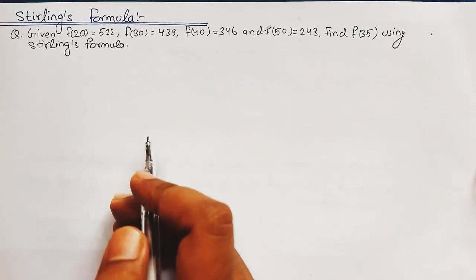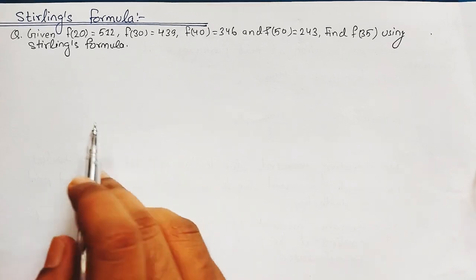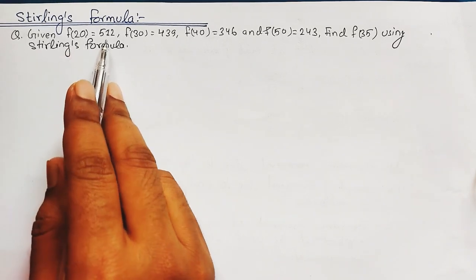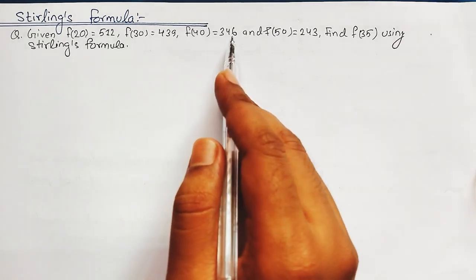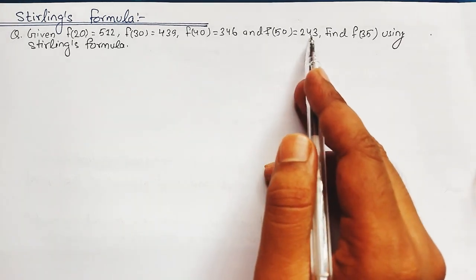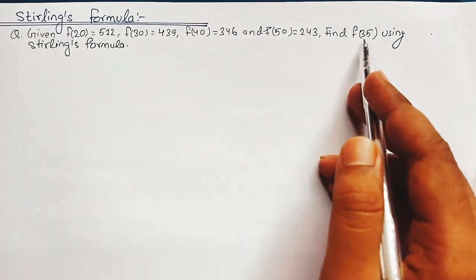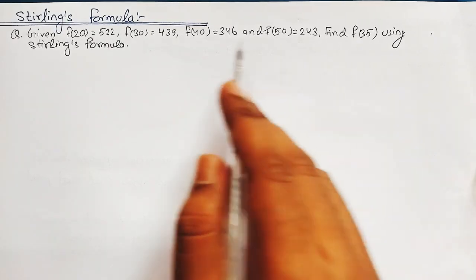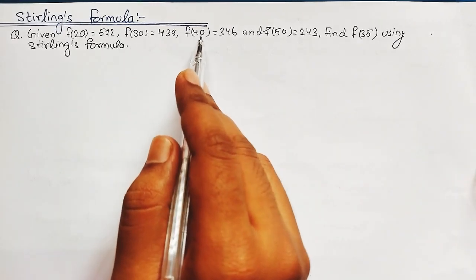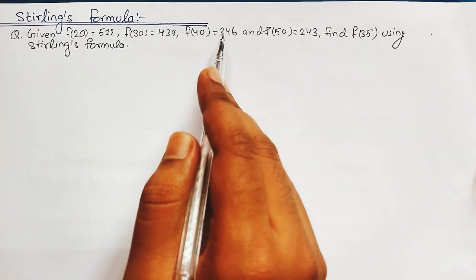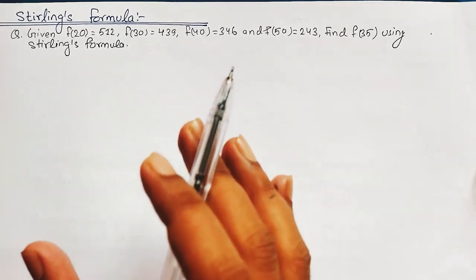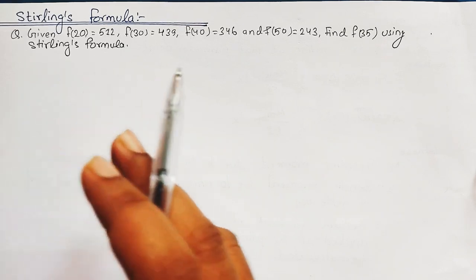So students, let's begin the solution. Here we are provided with f20 equals 512, f30 equals 439, f40 equals 346, f50 equals 243, and we are asked to calculate the value of f35. f35 lies between f30 and f40, meaning its value is going to lie between 439 and 346, and we are going to use Stirling's formula to calculate it.